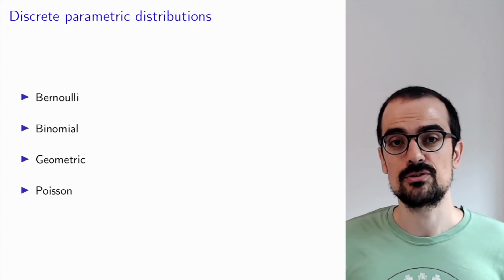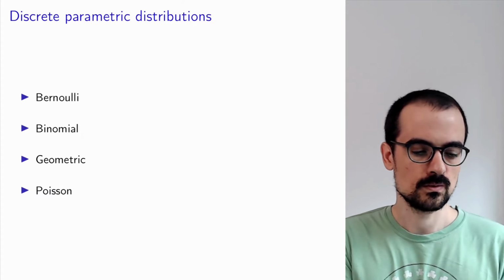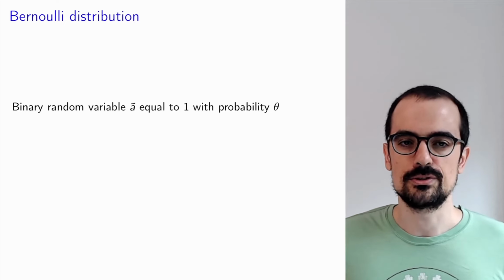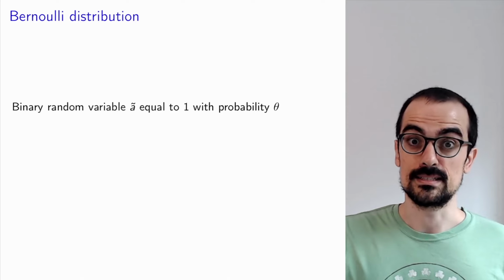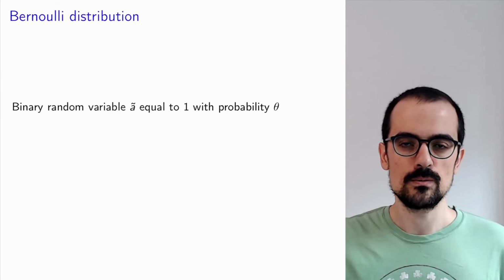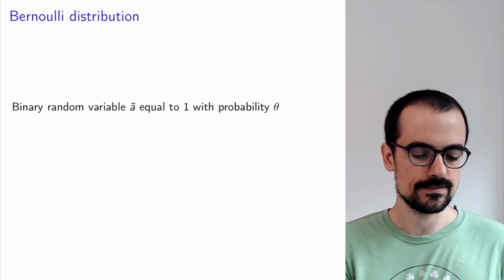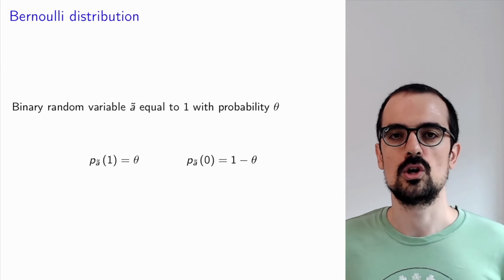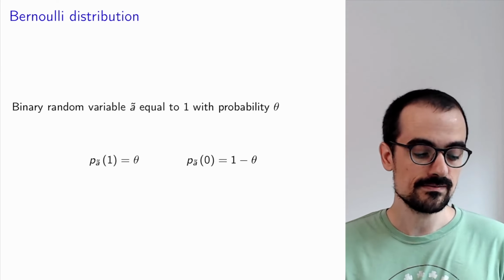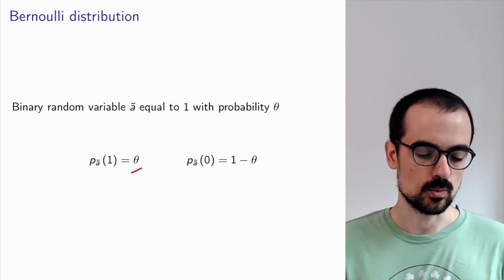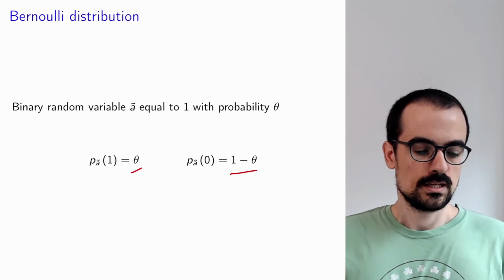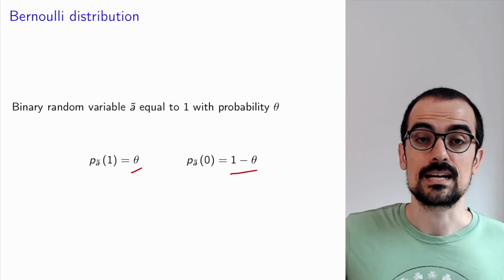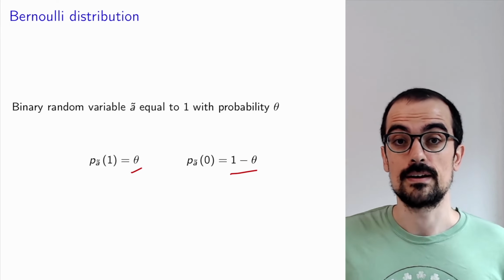Binomial, geometric, Poisson. The Bernoulli distribution is really simple. It's just a binary random variable that can take 2 values, 1 or 0, and its parameter theta just gives us the probability of a 1. So the PMF is equal to theta at 1 and to 1 minus theta at 0. You can use it to model things like a coin flip, where the probability of heads is theta.